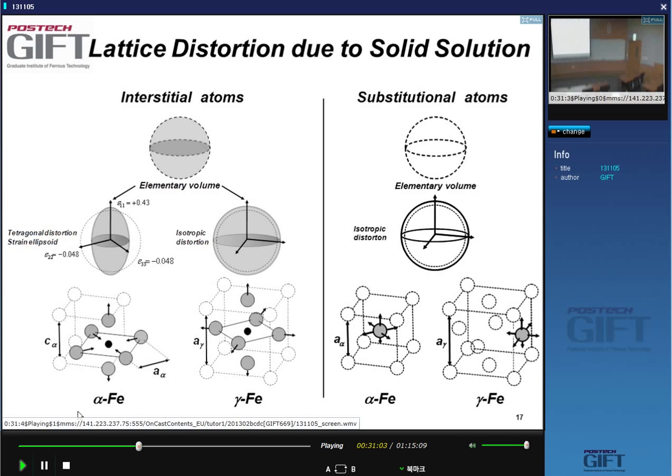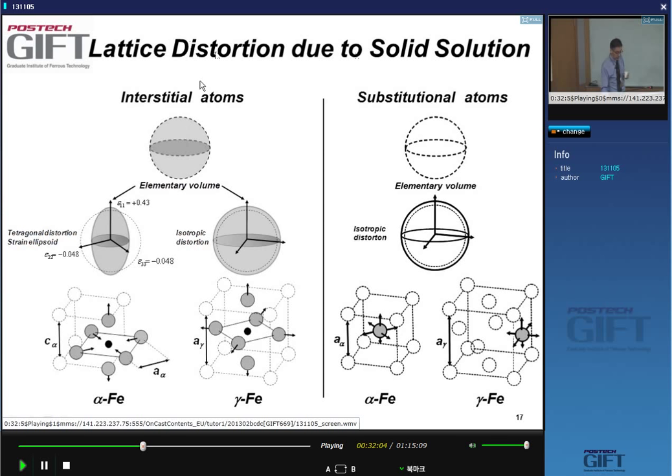It really depends on whether we're talking about an interstitial atom or a substitutional atom. It also depends on whether we're talking about alpha iron or gamma iron, ferritic steel or austenitic steel. So let's start with interstitial atoms, the carbon in iron. Let's look at an elementary volume, the unit cell in the lattice, a little elementary volume. And we assume now that we insert a carbon atom in this position in the lattice.